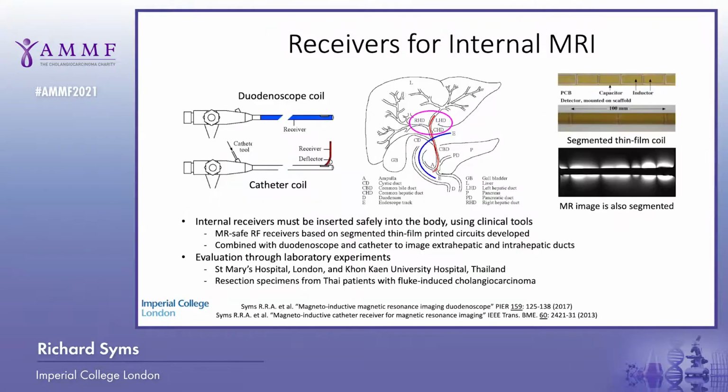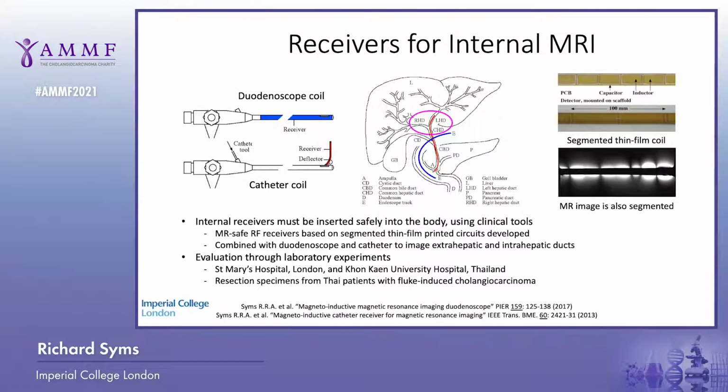Now, of course, to use an internal coil, we need to get it into the human body somehow and mount it on an instrument that clinicians will normally use for working on the biliary ductal system. And these are typically duodenoscopes. These reach down through the throat, right down to the opening into the liver, and they image nearby tissue. Or they're catheters. These are passed through duodenoscopes into the ducts that enter into the liver and drain fluid from it. So those are standard clinical tools.